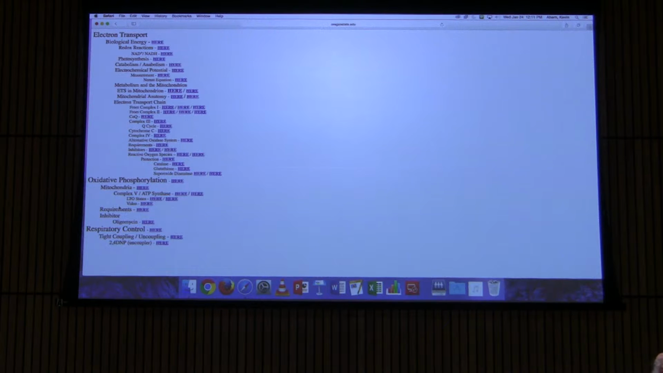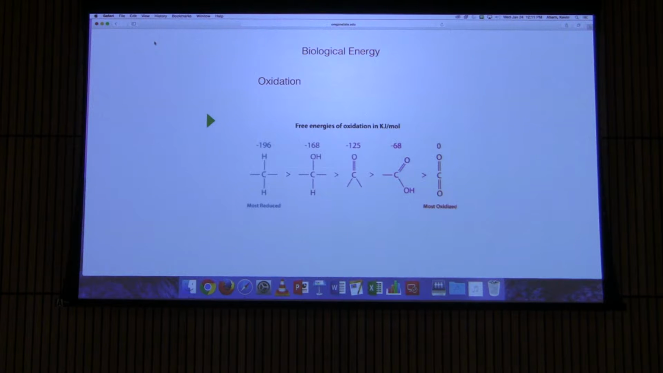The electrons can cause movement of things to happen, and that's what's happening in electron transport. Something's being moved. In this case, the protons are being moved. Okay, well, before I talk about that, I want to just introduce some general topics. I want to go through these very quickly. I'm sure you've seen some of them before.